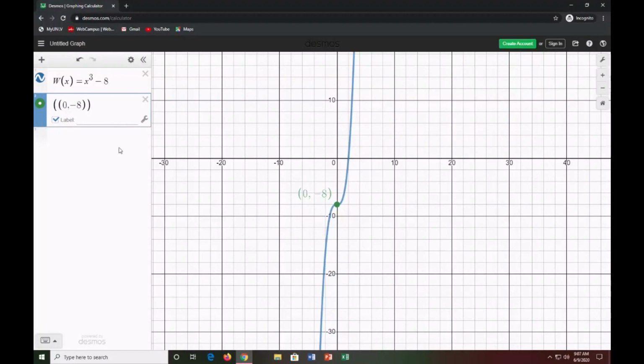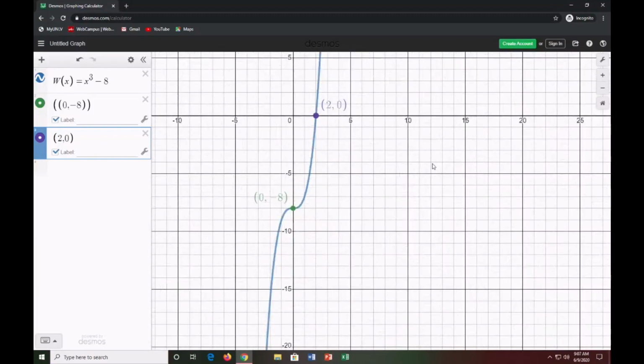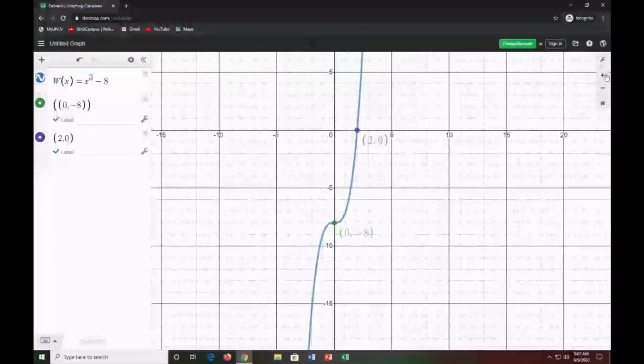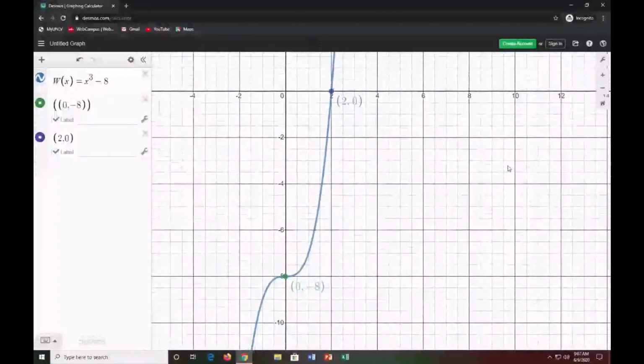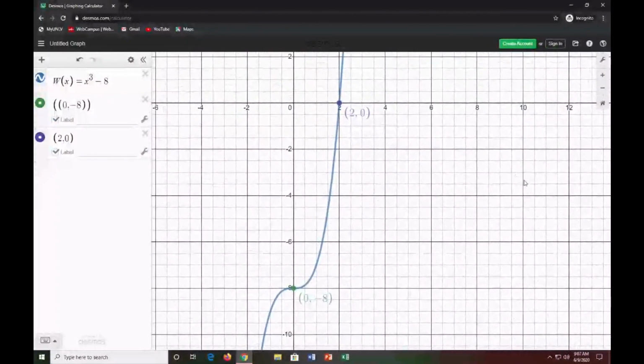And then the x-intercept we found as 2, 0. So let's snap to that. 2, 0, right there. And let's label that. So that's the x-intercept and the y-intercept we found. Okay, I guess we can zoom in on that one to see it better, like that. Can we zoom in a little more? Yeah, we can. That's great. Okay, like that.